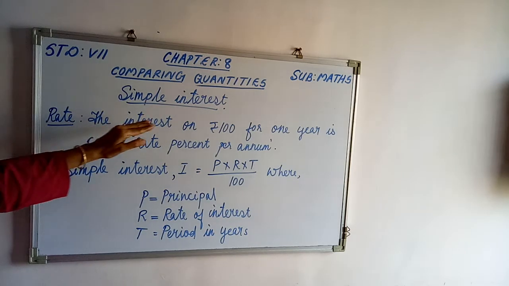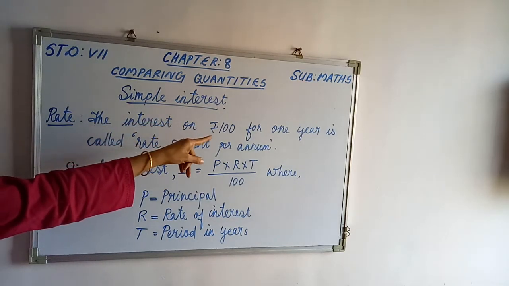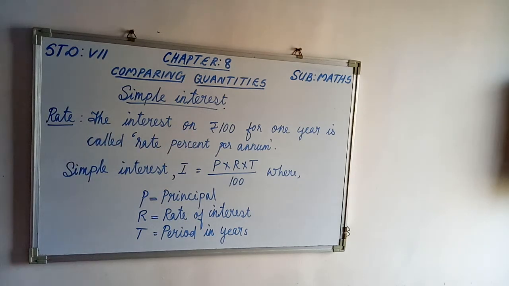So if the interest is calculated for ₹100 for 1 year, then it is called the rate percent per annum. So what is rate? The interest on ₹100 for 1 year is called the rate percent per annum. And if interest is calculated uniformly on the original principal throughout the loan period, then it is called simple interest.